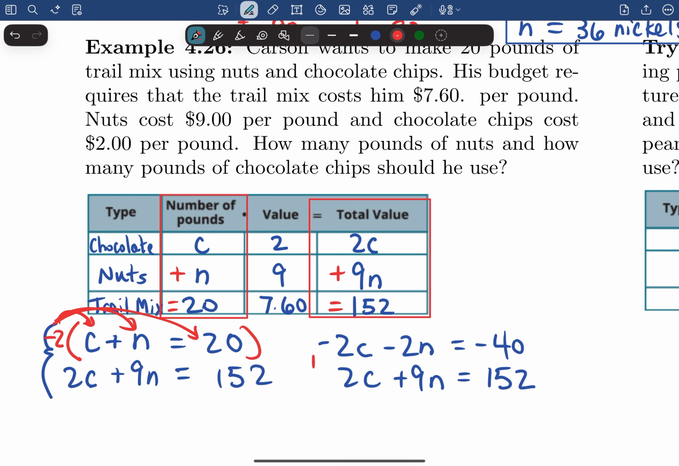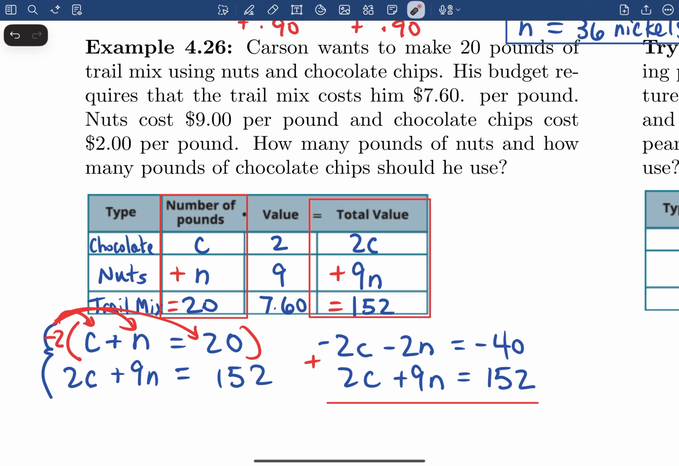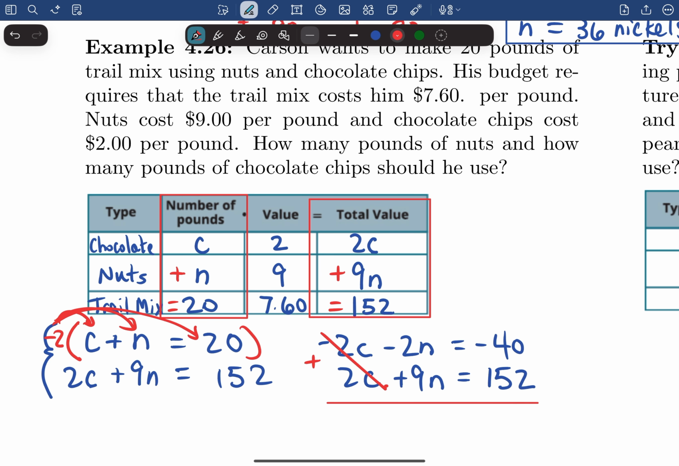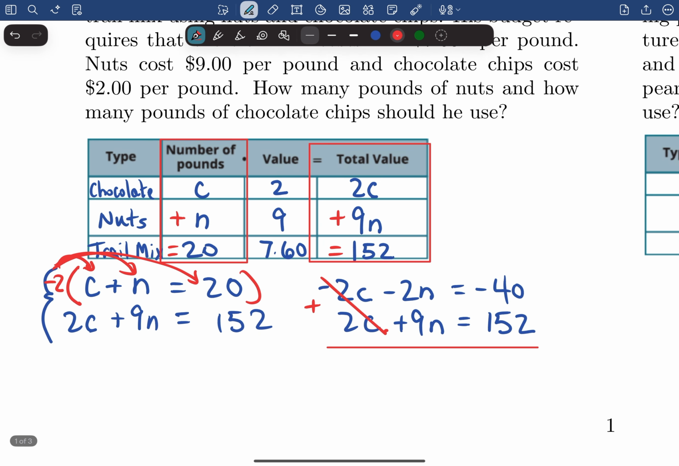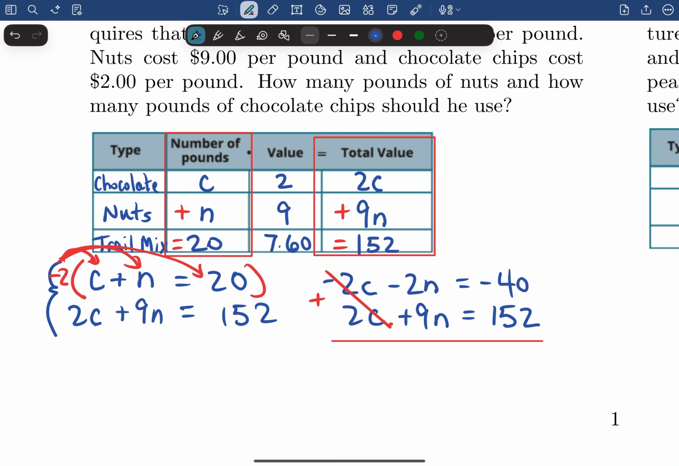Because now I can use the elimination method by doing stacked addition to these two equations. Yes, you didn't know that either, but now you know you can add two equations together with stacked addition, or if you ever wanted to, you could also do stacked subtraction. It works in both cases. But in this case, I'll want to add because I have -2C plus 2C, and the C variable becomes eliminated. That's why this is called the elimination method. And now I will take -2N and add positive 9N, and that gives me 7N. And I take -40 and I add 152, and that gives me 112.